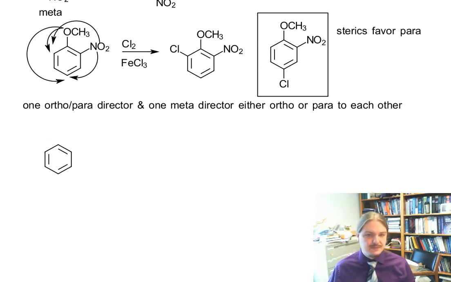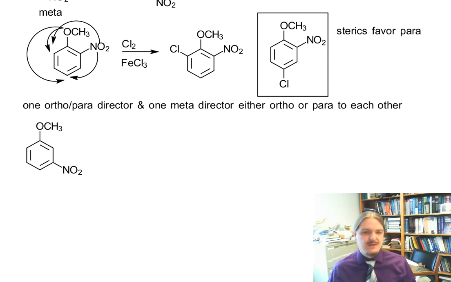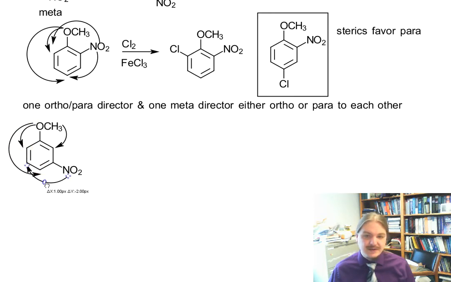Third example. Now I'm going to put them meta to each other. I saved meta for last because meta's where things start to get unhelpful. All right. The methoxy group is an ortho-para director, so it directs to the two positions ortho to it, and to the para position. The nitro group is a meta director, and it directs to this meta position. So not the same. And the other meta position is where the methoxy group is.